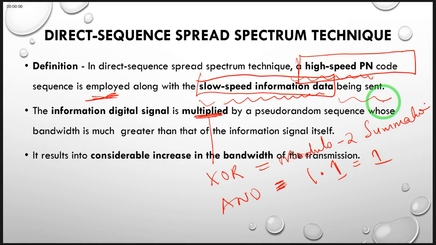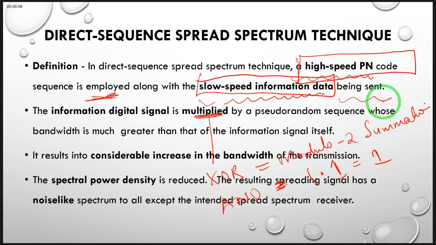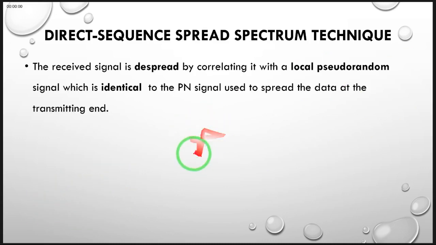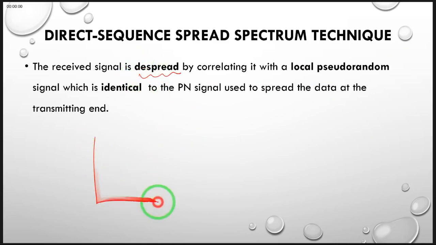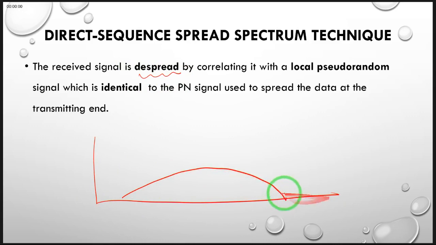This method results in what is considered a high bandwidth signal that is transmitted, and as we have also seen, the power spectral density is reduced, and the signal that we are sending appears like we are sending noise. I'm just reviewing what we have already seen. When we have sent this kind of spread signal, we need to be able to recover our original signal that had this bandwidth.